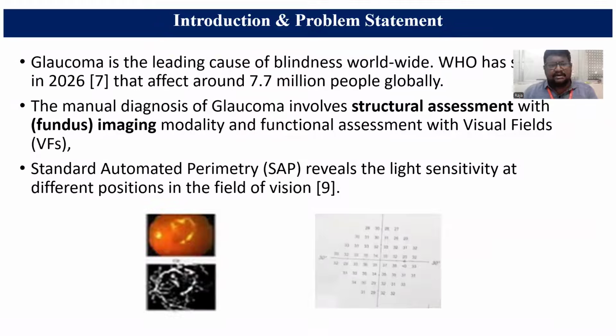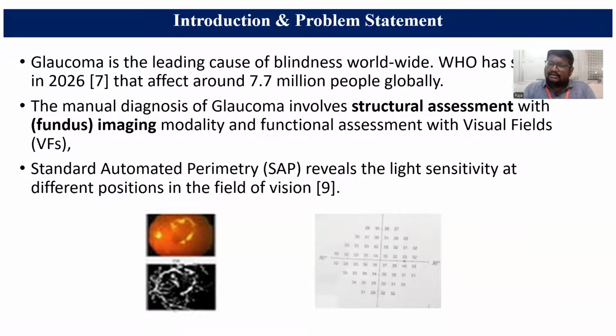Regarding the problem statement, glaucoma is the leading cause of blindness in the world. The World Health Organization has stated that around 7.7 million people will be affected by glaucoma yearly. Glaucoma is called the silent thief of vision. Unlike cataract, where the damage can be detected initially, in glaucoma the disease remains very silent until the patient reaches the later stage. That is why it is called the silent killer of vision.